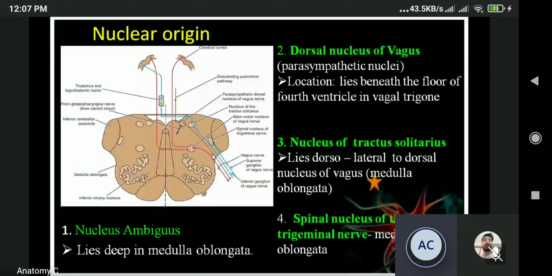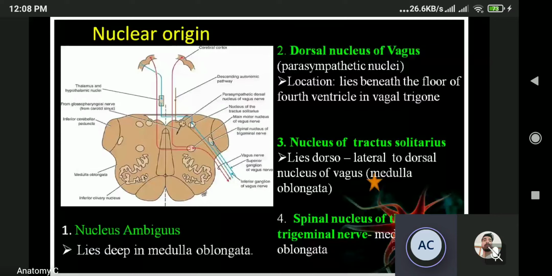Now the next one is on the lateral part of the dorsal nucleus of the vagus, over here. You can see the nucleus of tractus solitarius. So can you name the nerves which form the nucleus of the tractus solitarius? There are mainly three nerves: 7, 9, 10. So 7, 9, 10 combinedly have the combined nucleus that is known as the nucleus of tractus solitarius.